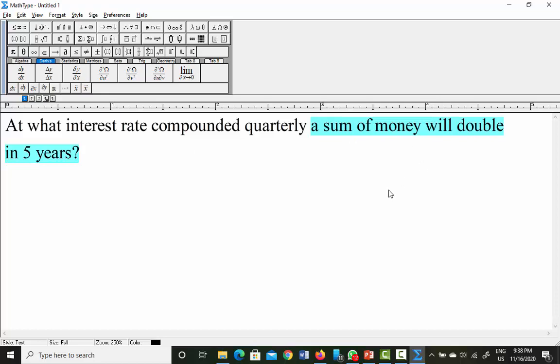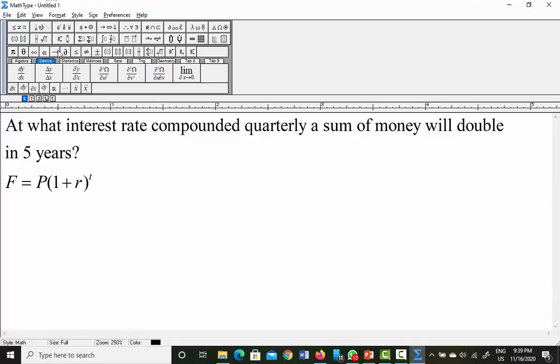A sum of money will double. That means if you invest 1 taka, you will get 2 taka. If you invest 1000 taka, you will get 2000 taka. So if the present value is 1 taka, you should get 2 taka after 5 years in the future. So we know that the future value is equal to present value multiplied by bracket 1 plus r power t.